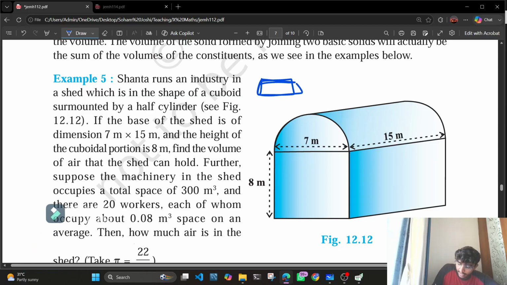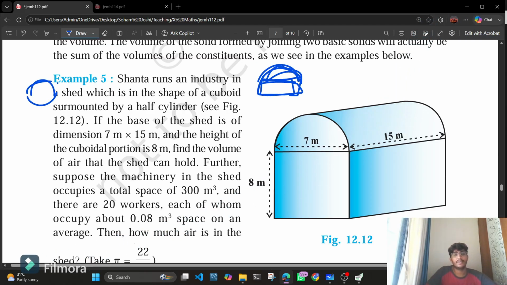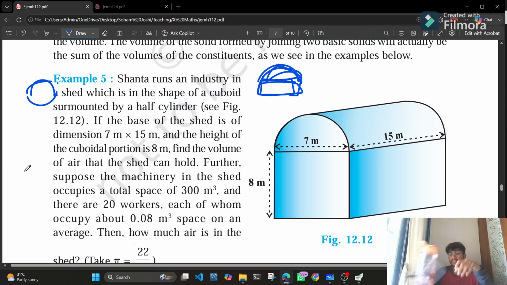Maybe it can be referred to as a rectangle, and I have a half cylinder over it. If I close it from the bottom side, I'll get a full cylinder. If you cut this bottle in half from this part, you'll get a half cylinder. That would be this much only.